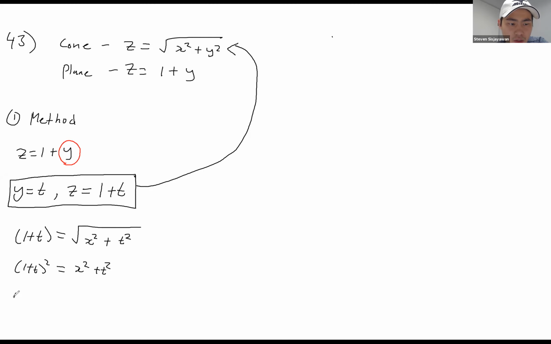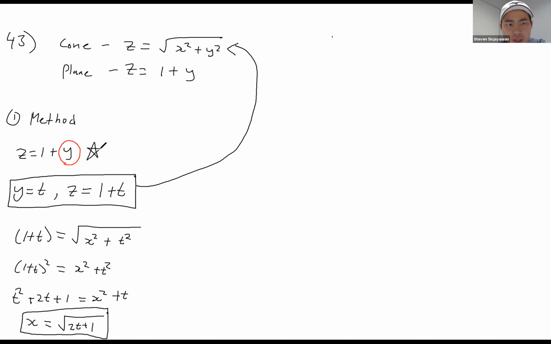And so it'll be t squared plus 2t plus 1, which is equal to x squared plus t. And so x squared, or x, is equal to the square root of 2t plus 1. All right, so we have these three parametric equations for my vector function. So that's using method 1, right? And this is the key from method 1. I guess that's the most important thing throughout this question.